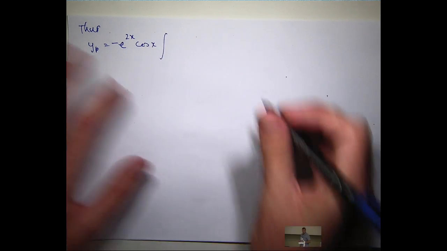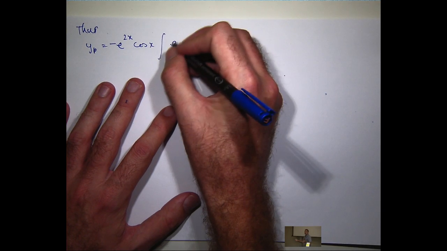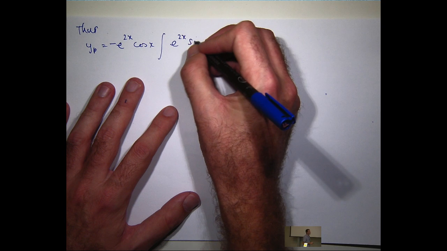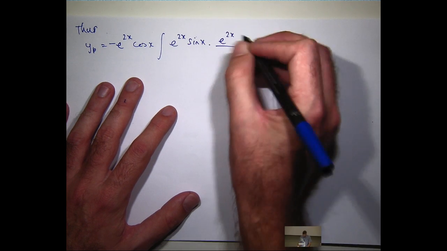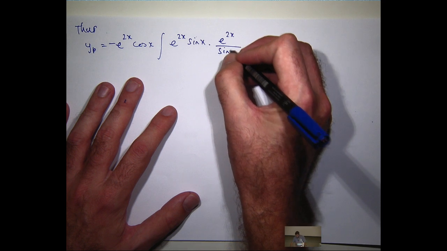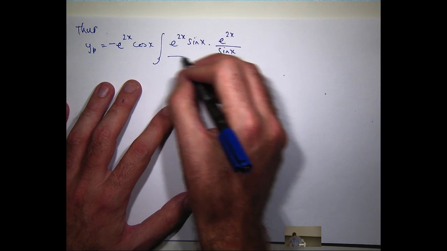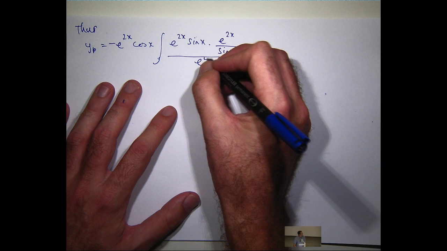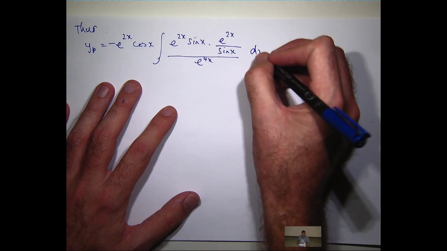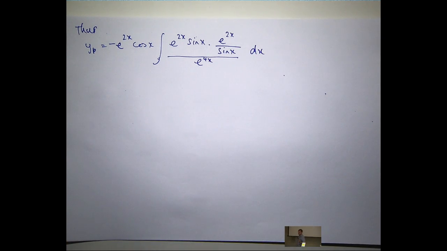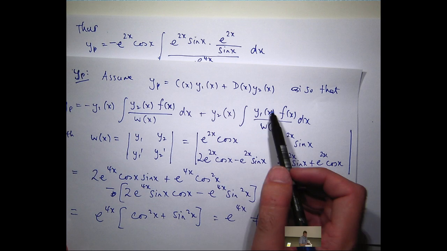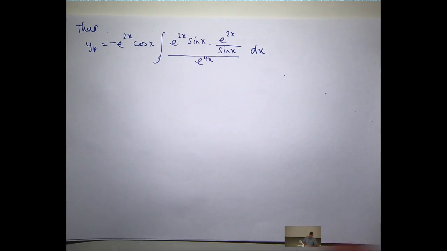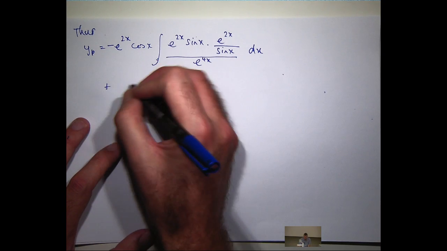Now, this is my y sub 2. I'm multiplying that by my f of x, which just conveniently happens to be this. And I'm dividing by the Wronskian, e to the 4x. Okay, the second part of that, so this part here, I just replace y2, y1 and f of x and w with everything I've calculated. So it's going to be something like this.